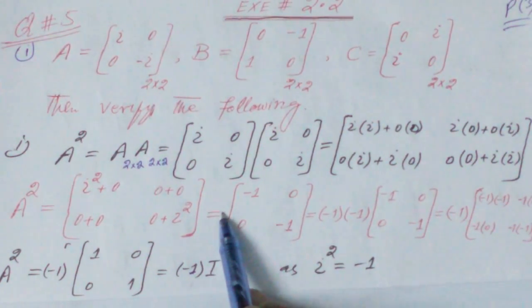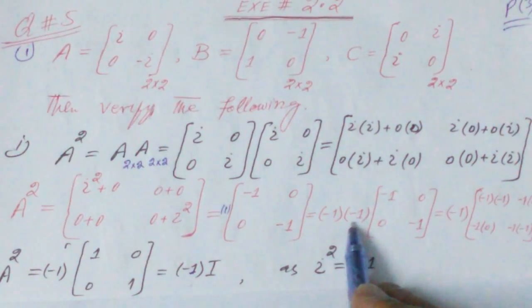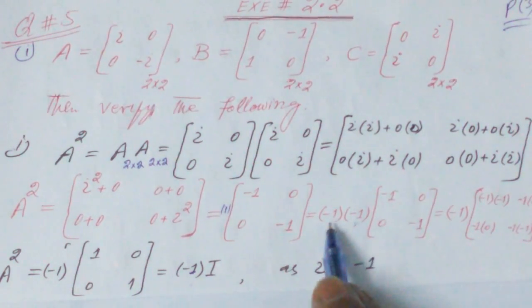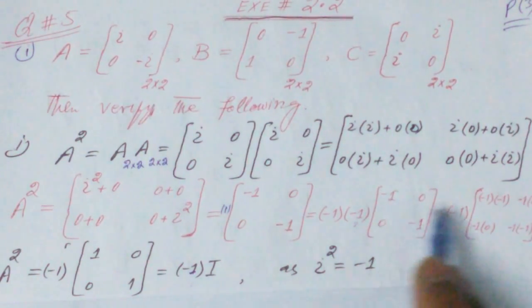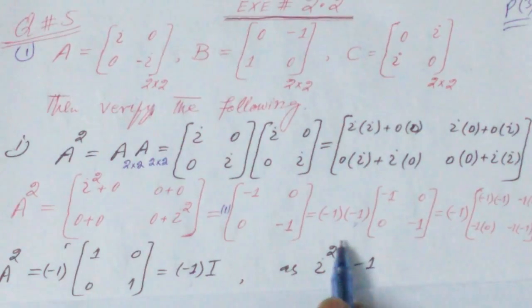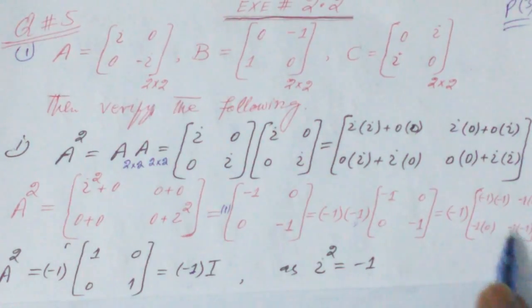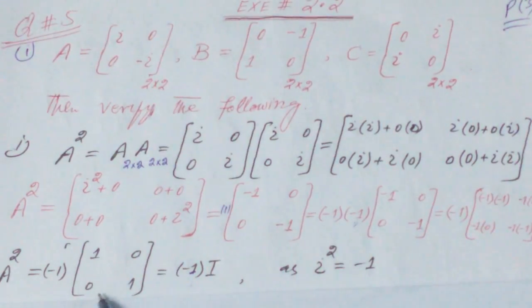Now, here the element is plus 1. This plus 1 is equal to minus 1 multiplied by minus 1, and multiply this matrix. So minus 1 is a scalar. Multiply each element by the scalar minus 1. We have minus 1 multiplied by minus 1 multiplied by minus 1 plus minus 1 multiplied by minus 1, minus 1 multiplied by 0, minus 1 multiplied by 0, minus 1 multiplied by minus 1. This element is 1, this element is 0, this element is 0 and this element is 1, which is equal to minus 1 multiplied by identity matrix, which is required.